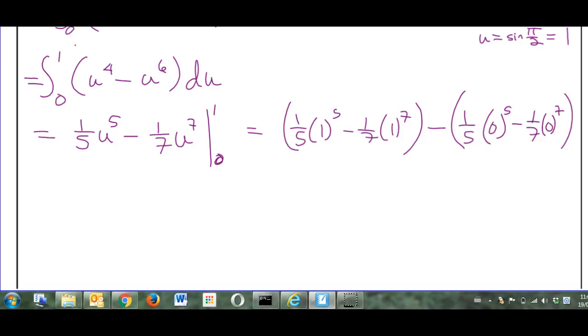Do you need to write that? I mean, you could just write 0. I think it's good to write that just to get in the habit of it, so that when it's not a 0, you don't sort of gloss over it, and things go bad. So it's 1/5 minus 1/7, which is over 35, 7 minus 5, so it's 2/35.